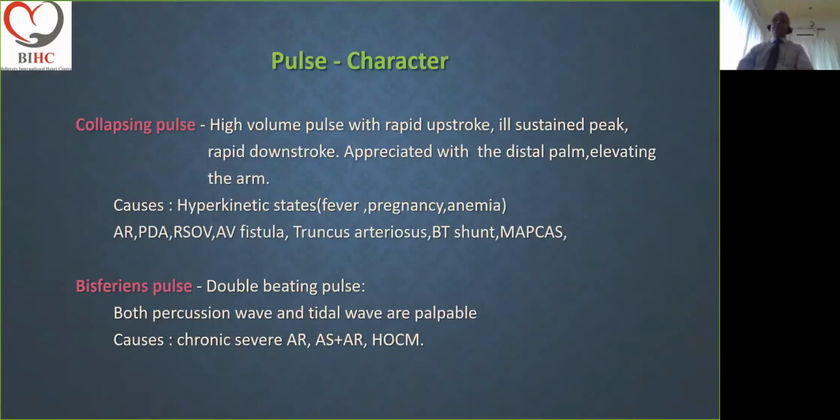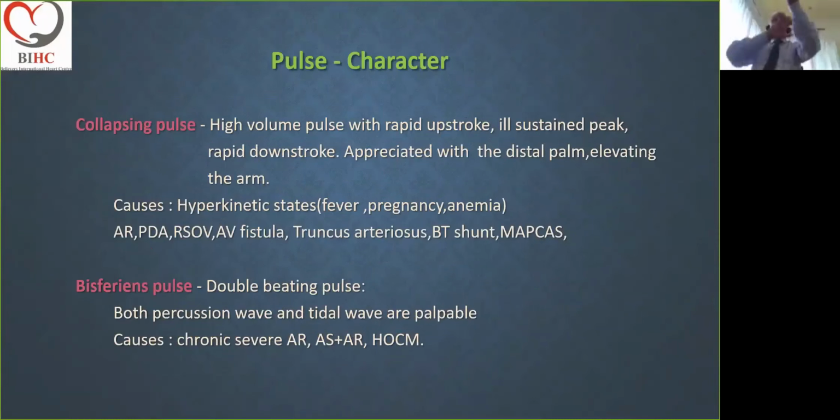We also speak of the character of the pulse. A collapsing pulse has a rapid upstroke, ill-sustained peak, and rapid downstroke. It is appreciated with the distal palm while elevating the arm.